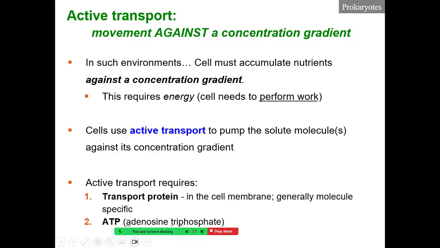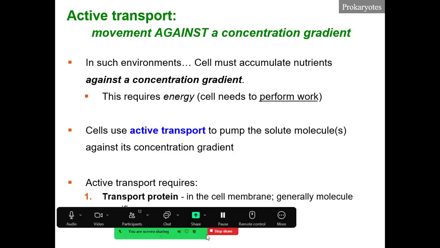To move a molecule against its concentration gradient requires energy. The cell needs to perform work to move the molecule against its concentration gradient. Cells use active transport to pump the solute molecules against the concentration gradient. Active transport requires a transport protein in the cell membrane that pumps the molecule against its concentration gradient. We're going to say moving it into the cell against its concentration gradient.